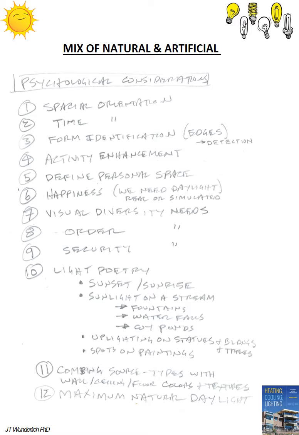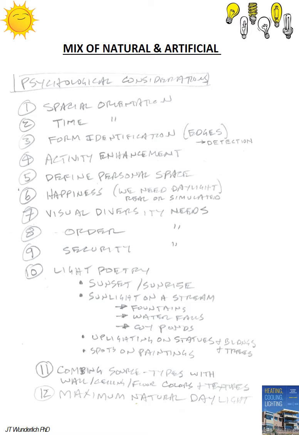Happiness. Overall, we need daylight, real or simulated. You can do it with some artificial light, which we'll see actually in this lecture. It's not easy to do. Getting nice even distribution of all the different wavelengths of light that make up natural sunlight. Visual diversity needs. We need a little bit of change. Order needs. A little different for different things for different people. Security, well lit for safety certainly.